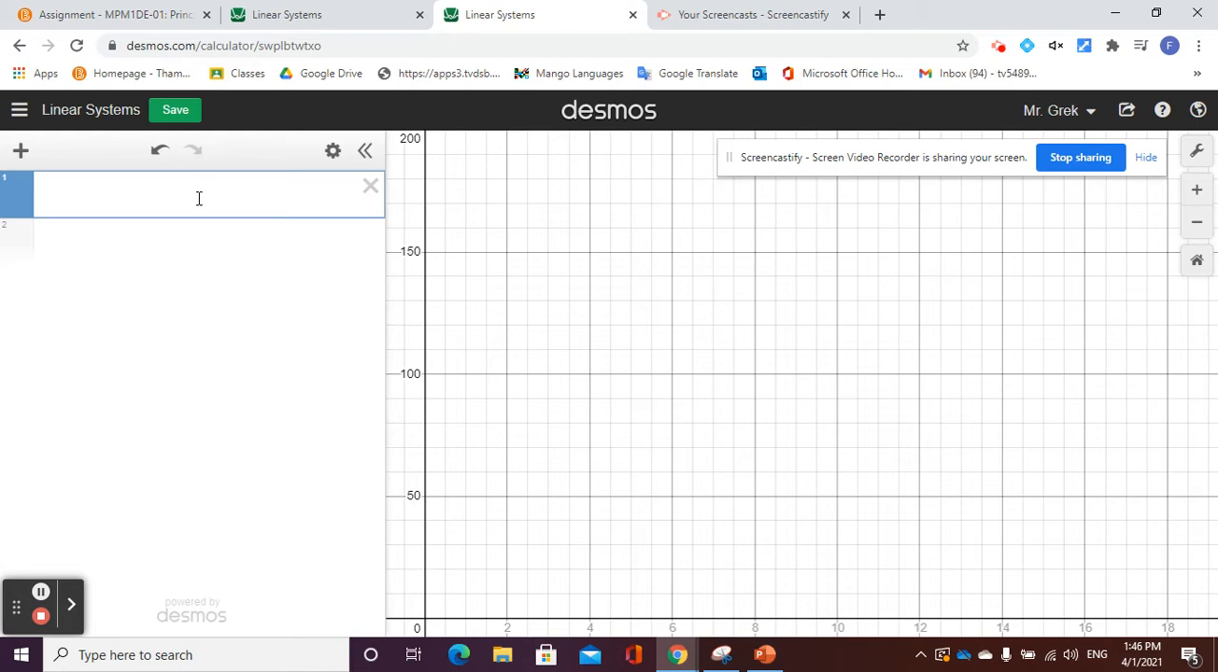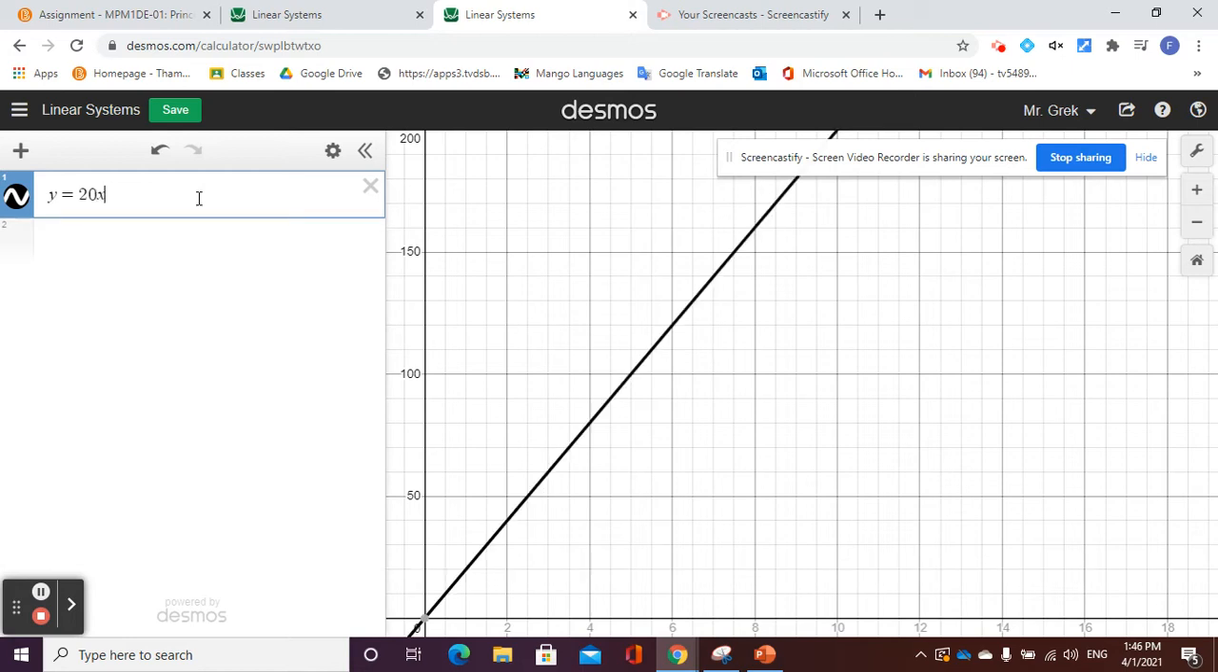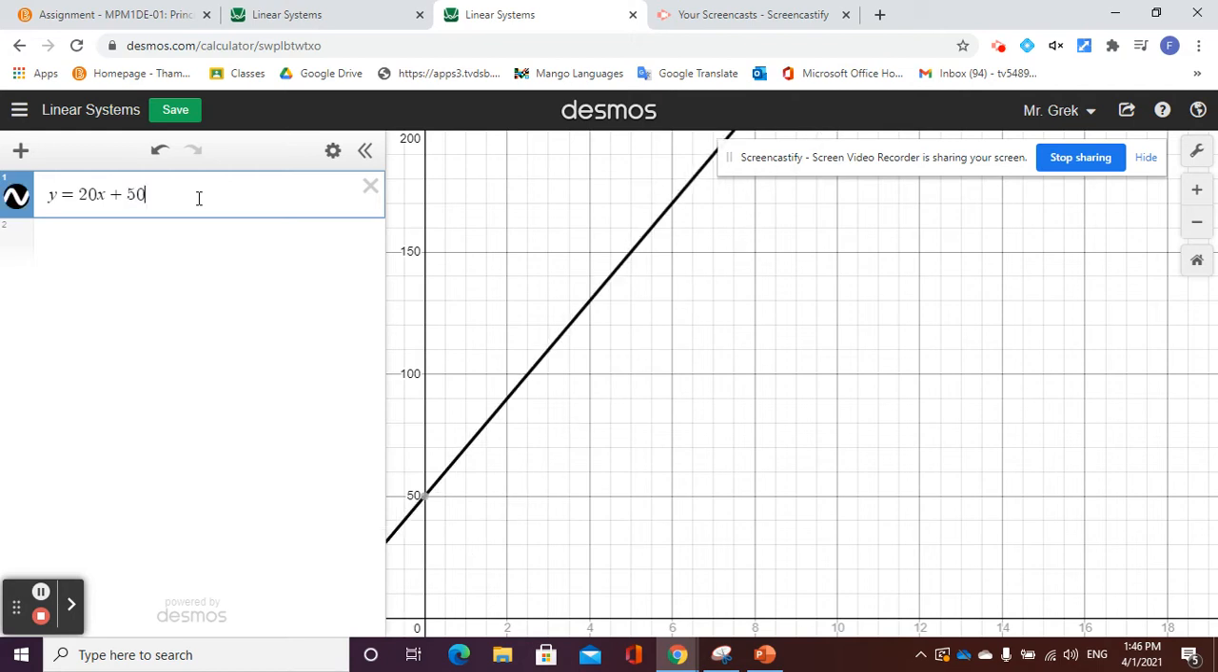So if I was trying to turn that into a linear equation, my slope would be 20 because that's my rate of change. Every month I've got to pay an extra $20. And my starting value or my y-intercept or my b would be 50. That's my upfront cost. So there's the linear relation representing that scenario.